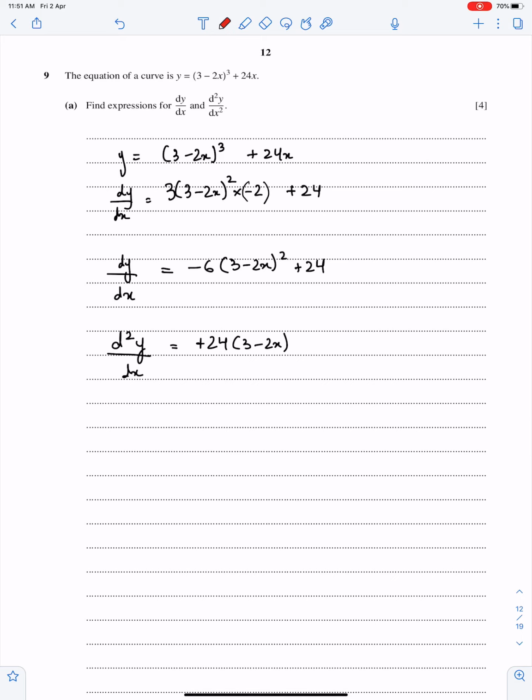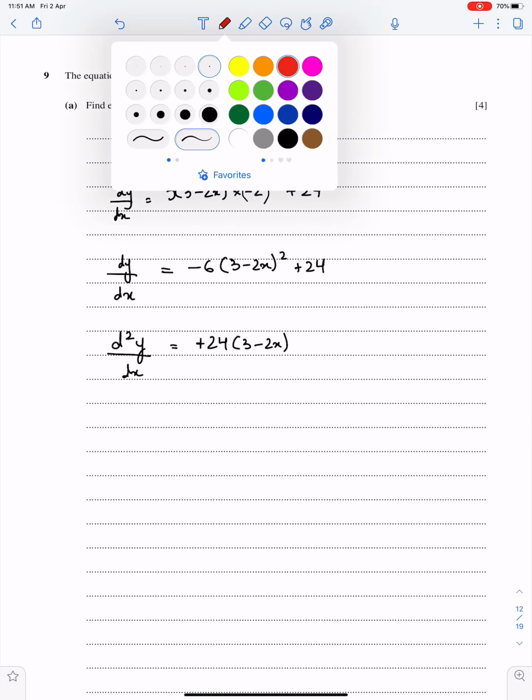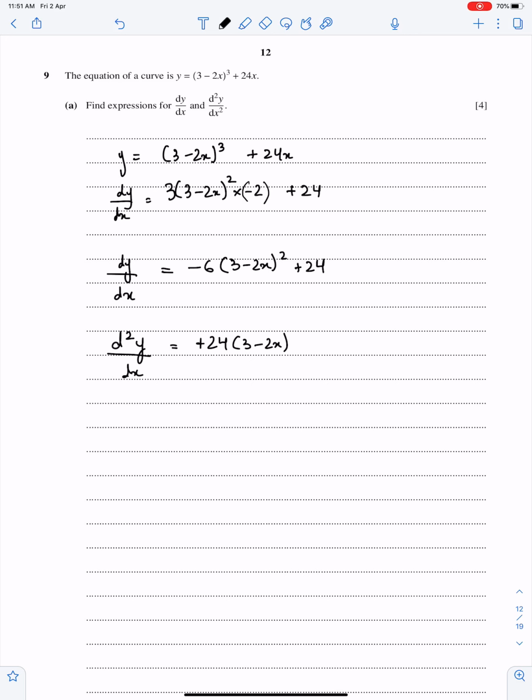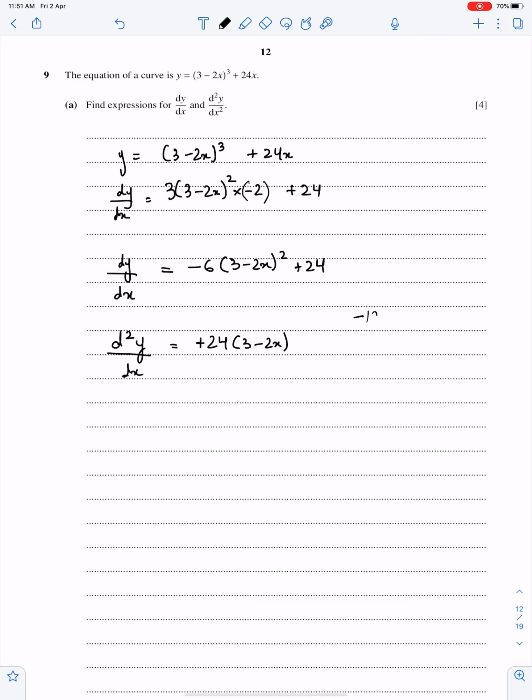Let me show this thing here, minus 12, 3 minus 2x, 1 minus 2 plus 0. This is the second derivative.